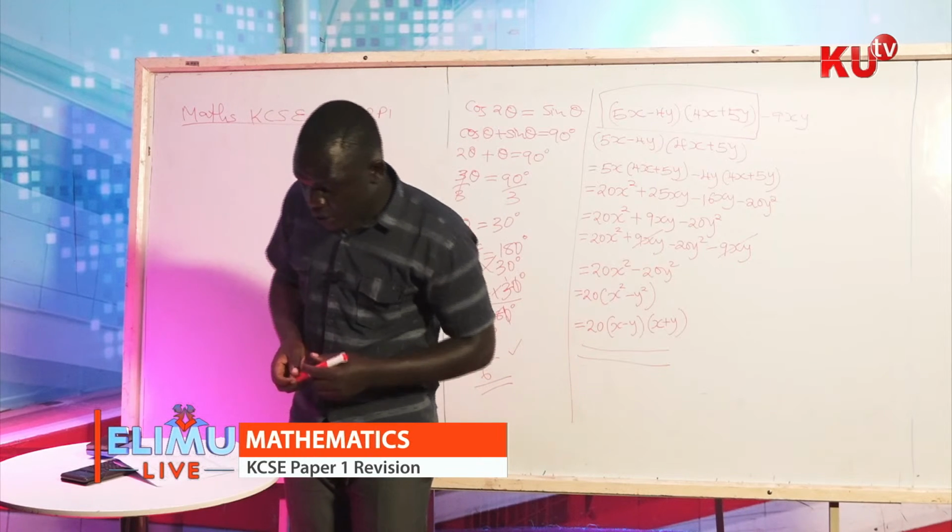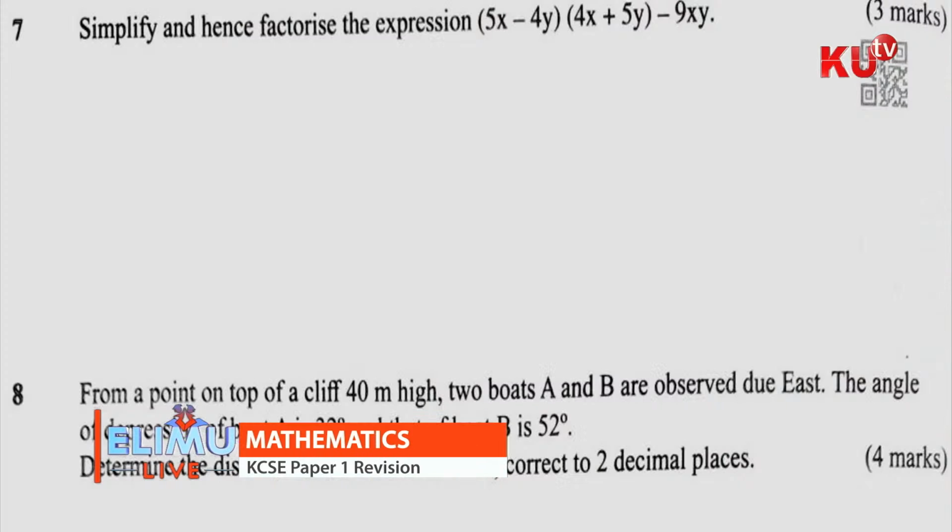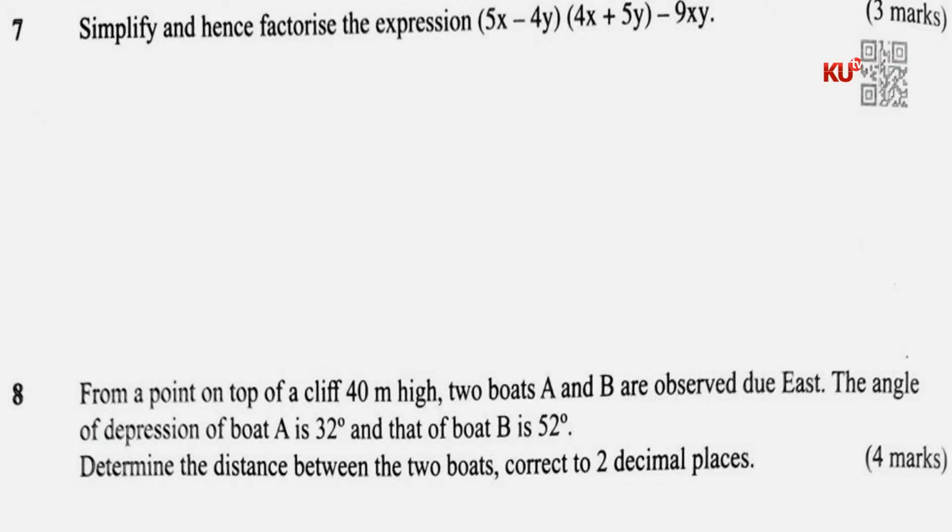From a point on top of a cliff 40 meters high, two boats A and B are observed due east. The angle of depression of boat A is 32 degrees and that of boat B is 52 degrees. Determine the distance between the two boats correct to two decimal places. So we can give a sketch.